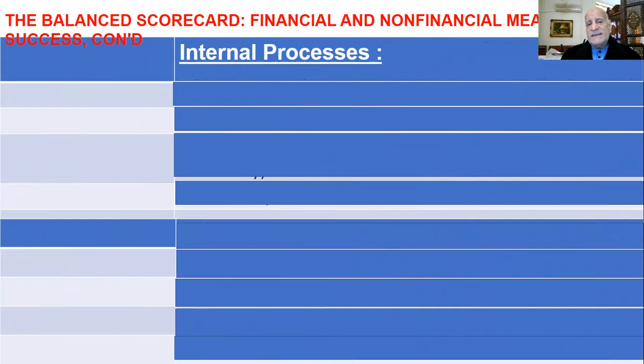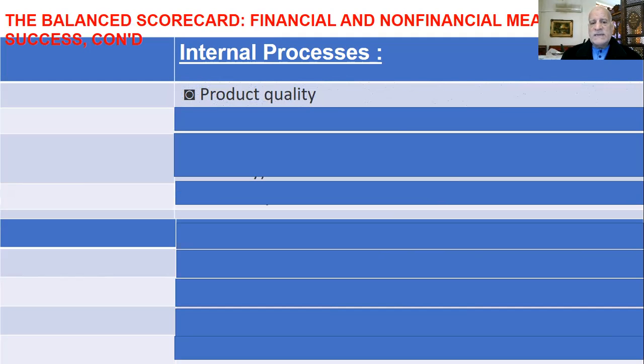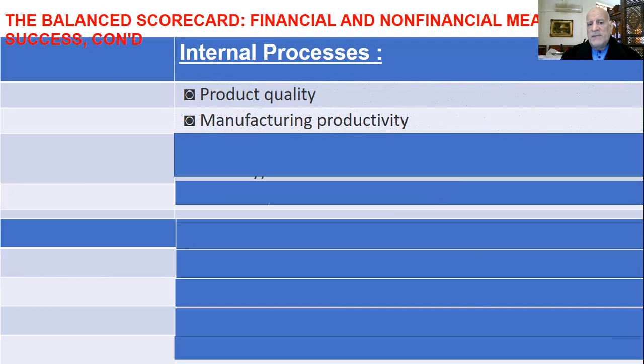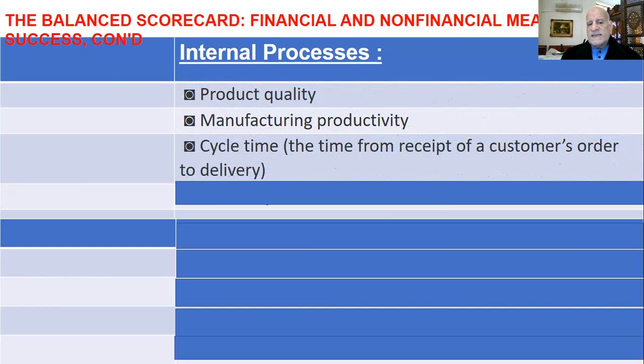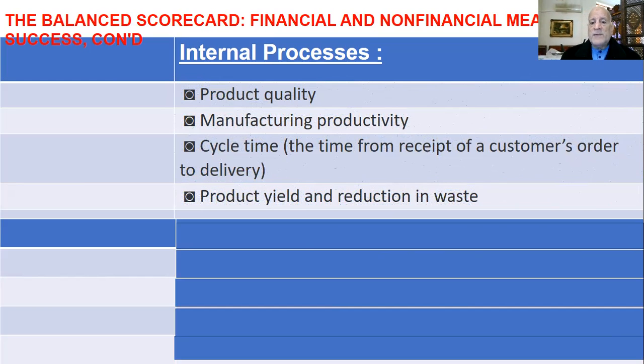As for the third perspective in the balanced scorecard, which is internal processes, it includes measures of product quality, measures of manufacturing productivity, measures of the cycle time, which is the time from receipt of the customer's order to delivery, and product yield and reduction in waste.